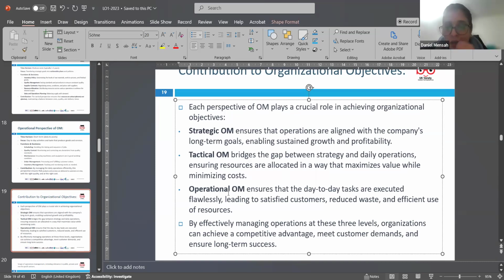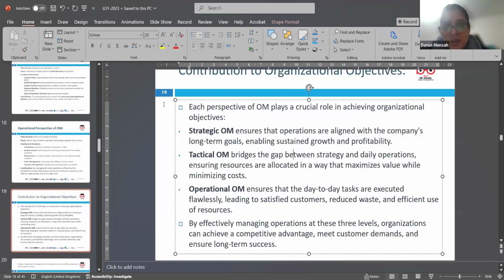Then operation level strategies, or operation management, ensure day-to-day tasks are executed without any flaws, without any delays, and ultimately you are producing the product in time, which satisfies your customer, and you are making sure you are reducing waste and using your resources efficiently.